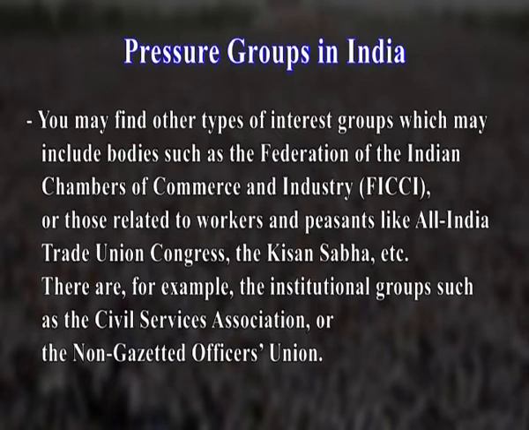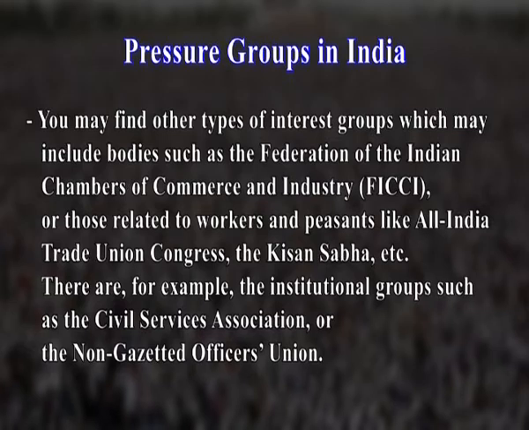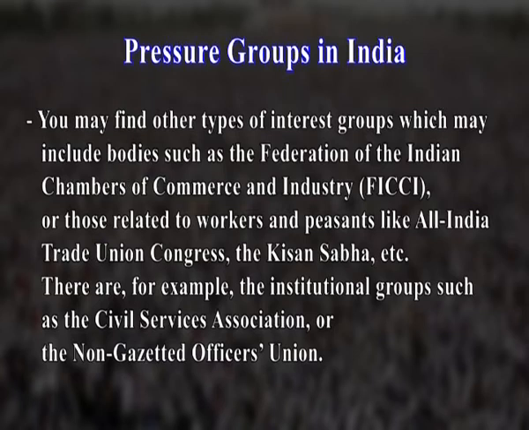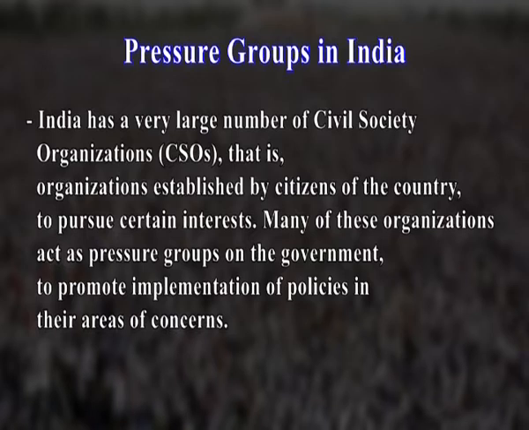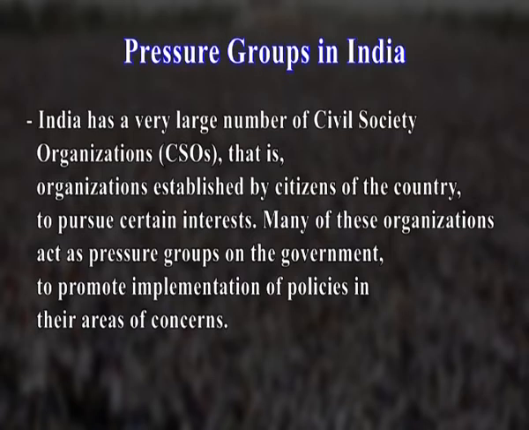So, dear learners, you may find other types of interest groups which may include bodies such as the Federation of the Indian Chamber of Commerce and Industry, that is FICCI, or those related to workers and peasants like All India Trade Union, the Kisan groups, such as the Civil Service Association or the Non-Gazetted Officers Union. India has a very large number of civil society organizations, that is, organizations established by citizens of the country to pursue certain interests, and many of these organizations act as a pressure group on the government to promote implementation of policies in their areas of concern.